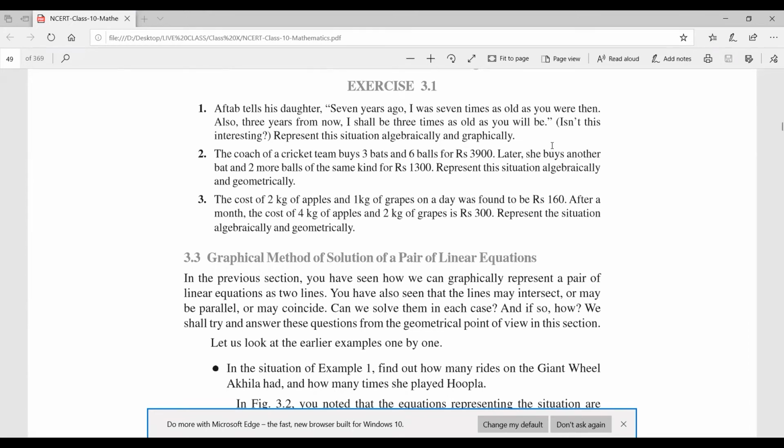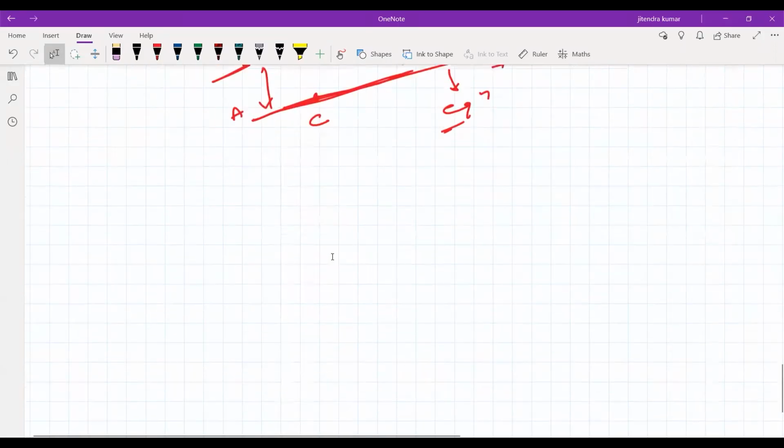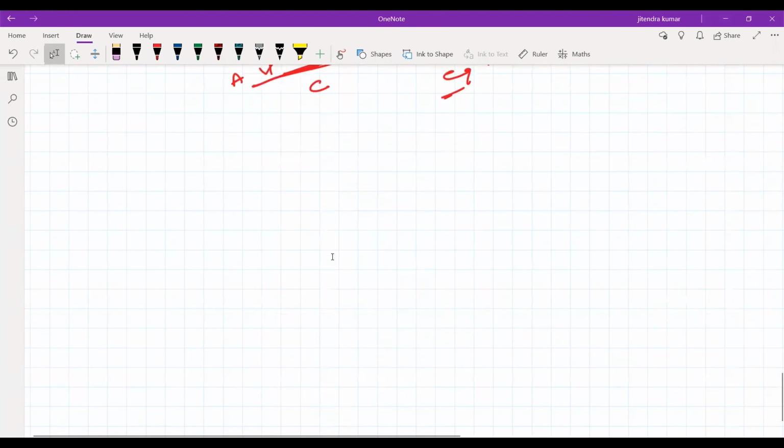Sir, can you write the equation, please? Okay, just wait. I'm just writing the equation. I'm not writing the question here.